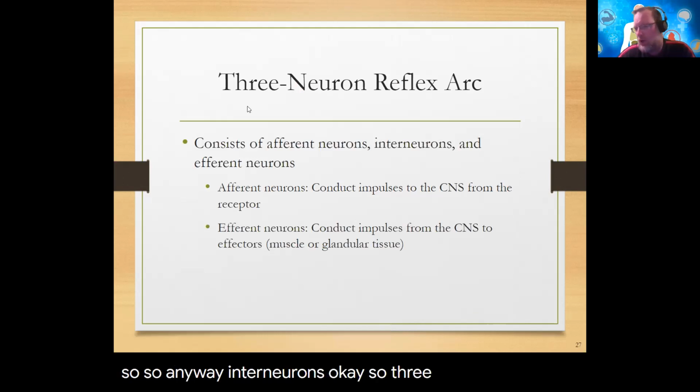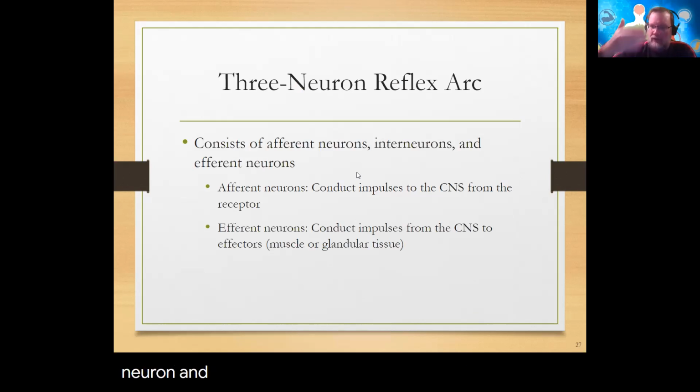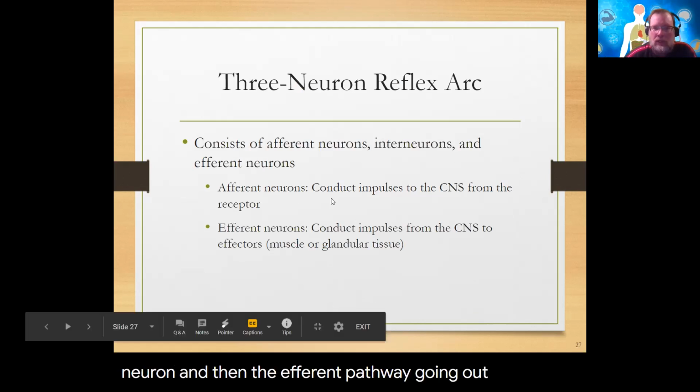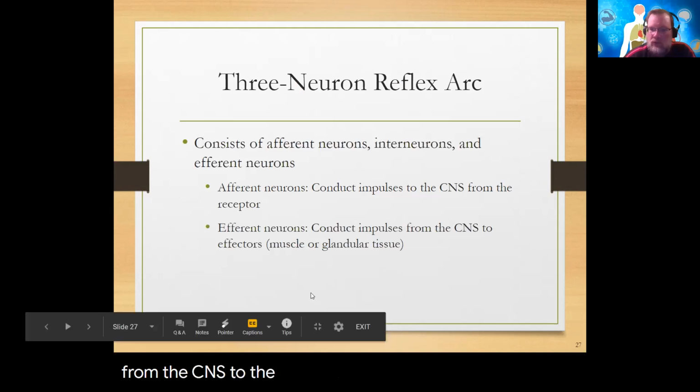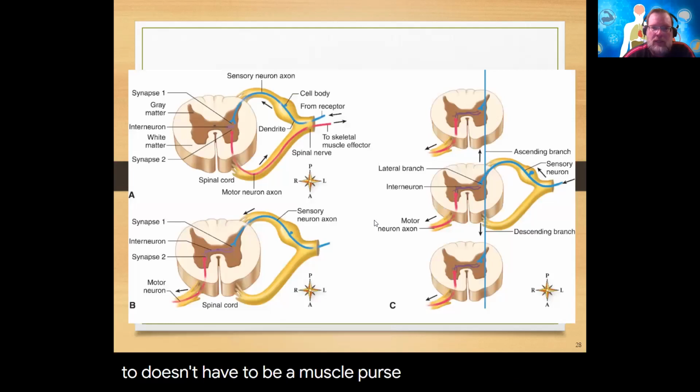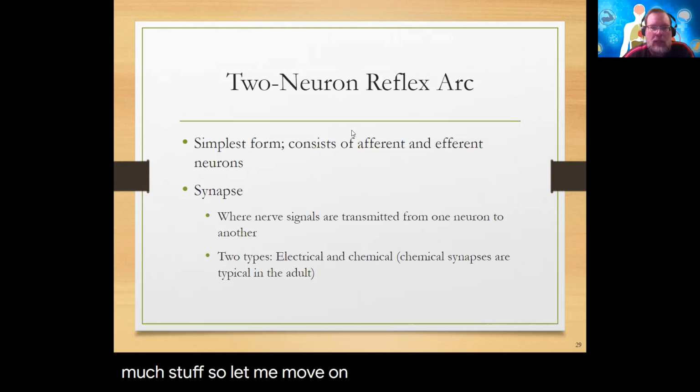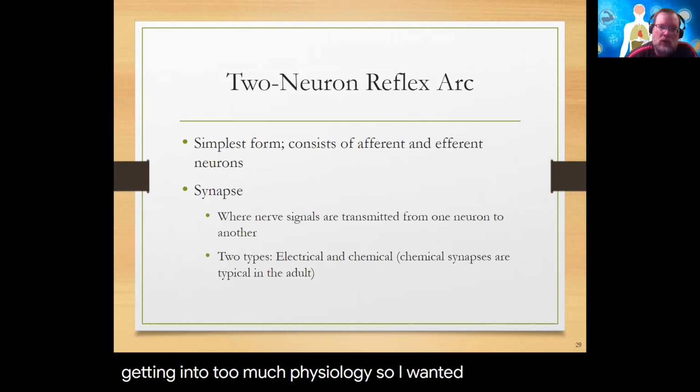Okay, so the three neuron reflex arc. The afferent pathway is the sensory, we get the interneuron, and then the efferent pathway going out. Afferent impulses go to the CNS from the receptor, efferent from the CNS to the muscle. And it could be a gland too. It doesn't have to be a muscle per se. This is getting into too much physiology, so let me move on from that. I want to keep going.